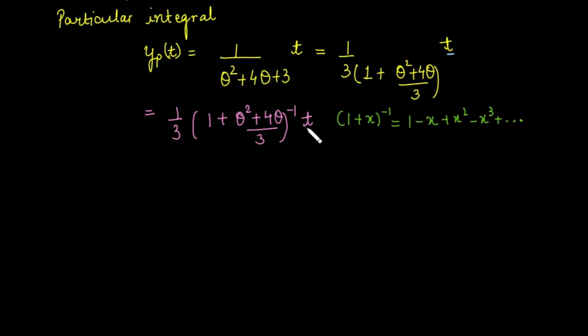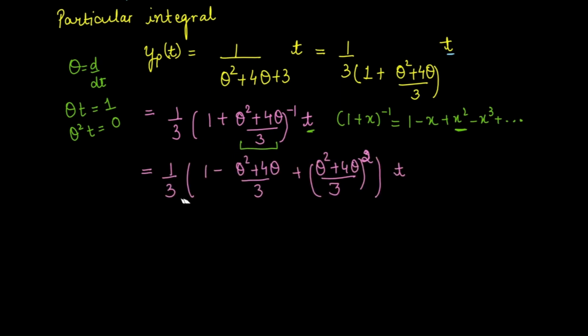Now when we are operating theta on this, theta stands for the derivative with respect to t. This implies theta into t, the derivative of t with respect to t, is 1. So what is the value of theta square t? That will be 0. And if we take a further derivative, again it is 0. So it means we don't need the x square term in this case, or if you operate theta square on t, you get 0. So first we expand this. After expanding, we have this form.